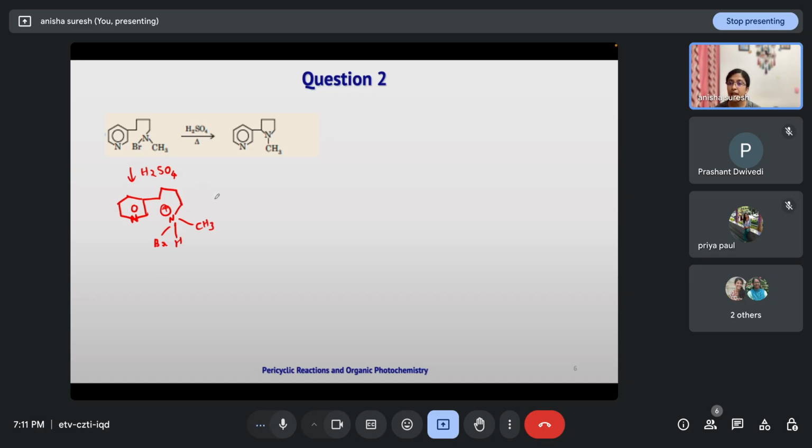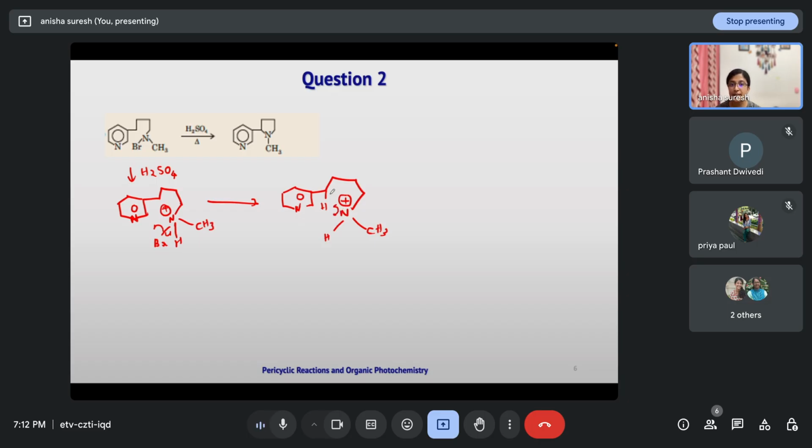Then what will happen? Under photochemical condition or under thermal condition, this bond will cleave. Okay, it can be photochemical or thermal condition. This N-Br bond will homolytically cleave, leading to formation of Br radical and this nitrogen cationic radical. Now, this hydrogen is easily accessible for this nitrogen to abstract.